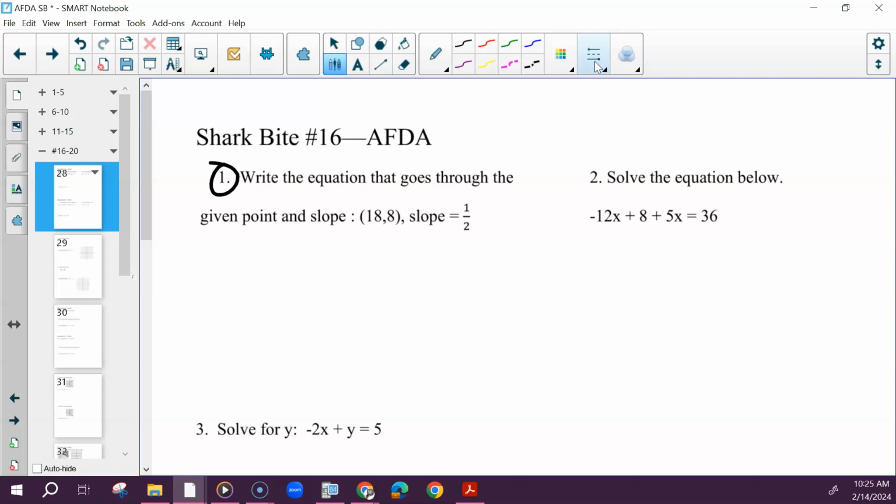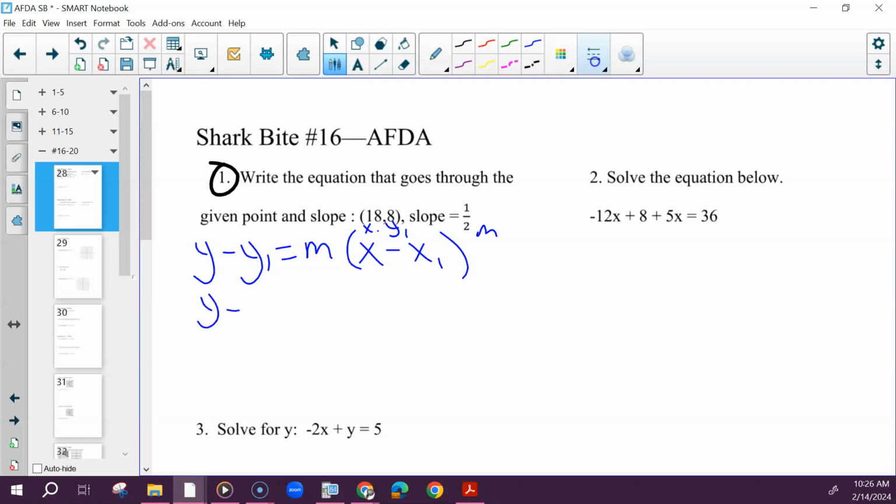Write the equation that goes through the given point and slope. If you see those words, point and slope, you should be using your point-slope formula: y minus y1 equals m times x minus x1. Then we have our point, that would be our x1, y1, and our m. Put those three numbers in.